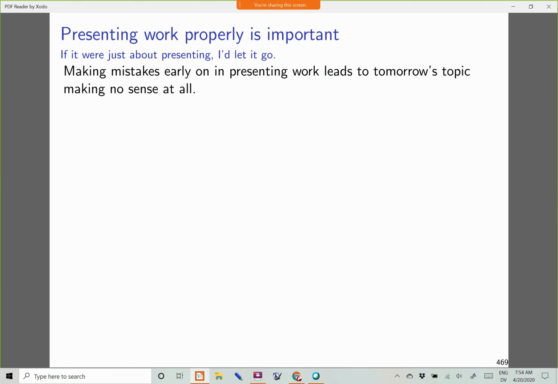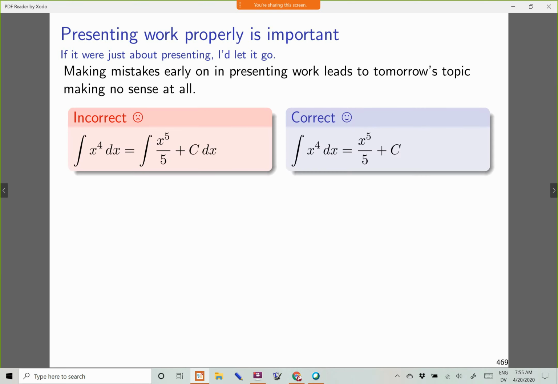But making mistakes early on in just showing what your final answer looks like, even if it's morally correct, even if the big ideas are there, presenting the work incorrectly is going to lead to tomorrow's thing making no sense. I know that sounds strange, but I've thought about this carefully, and I need to be a stickler about notation right now, and I want to be very clear about the errors that you're going to see here.